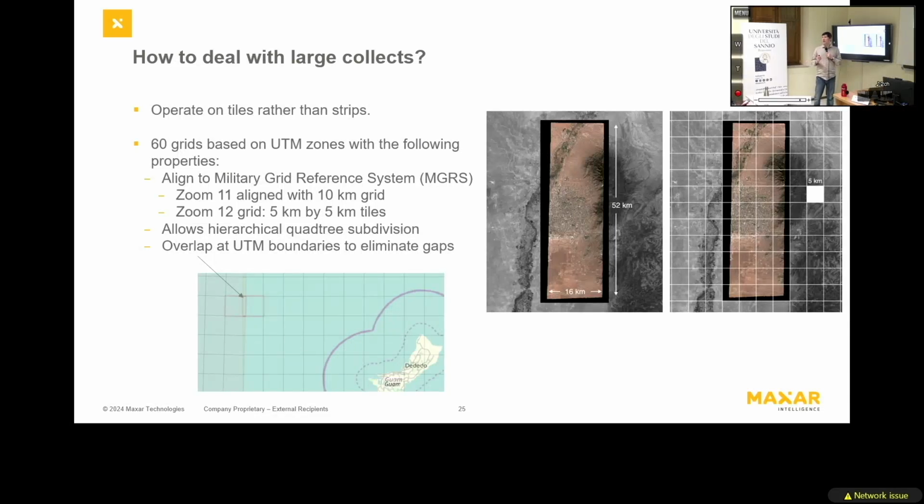We talked about tiling a second ago, right? So this is tiling. You can have different projections. We generally use this MGRS gridding system. You have zoom 11 and 12, which is about 5 by 5 kilometer tiles. We generally leave an overlap so that you can do some fancy math at the edges so that you don't see edge effects. But yeah, that's pretty much tiling, what you're saying.